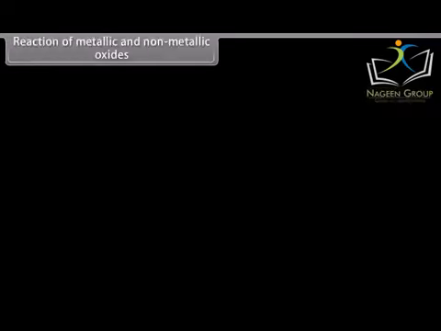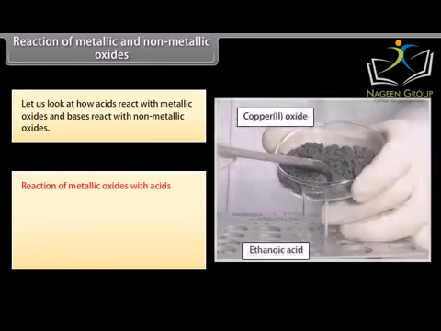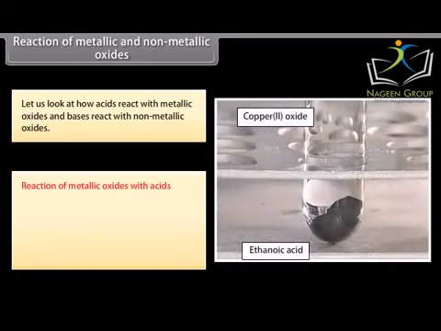Reaction of metallic and non-metallic oxides. Now that you have seen how acids and bases react with metals, hydrogen carbonates, and with each other, let us look at how acids react with metallic oxides and bases react with non-metallic oxides. Reaction of metallic oxides with acids.